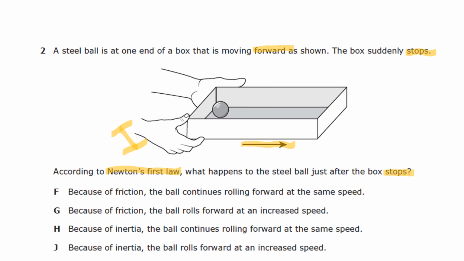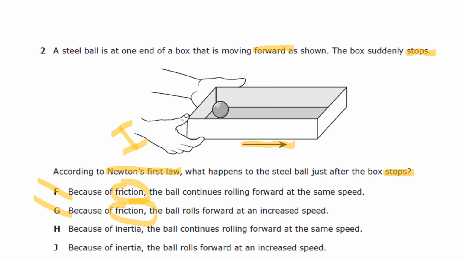Okay, so first thing we want to remember is what's the first law? An object in motion stays in motion in a straight line at a constant speed. So if you know that, we can answer this really easy without even looking at the picture. So because of friction, well, that's not Newton's first law. So if you want to pause the video here and try to see which one you come up with, go ahead and do that right now.